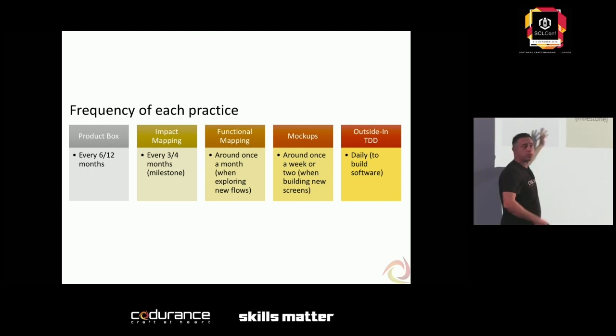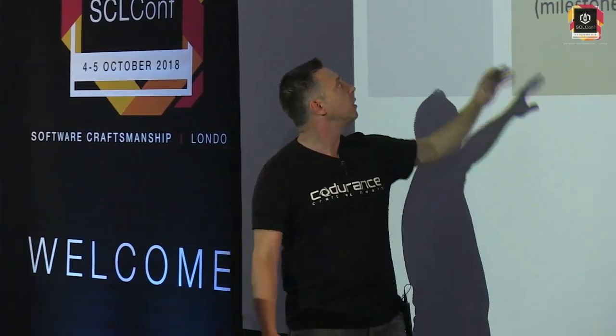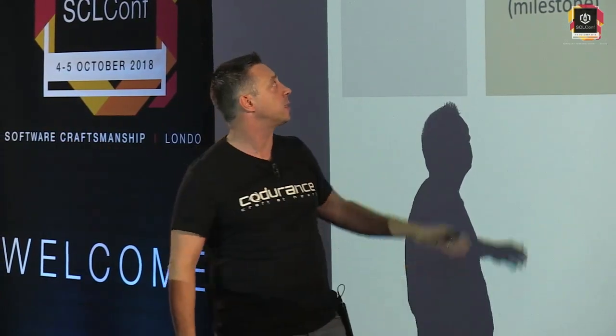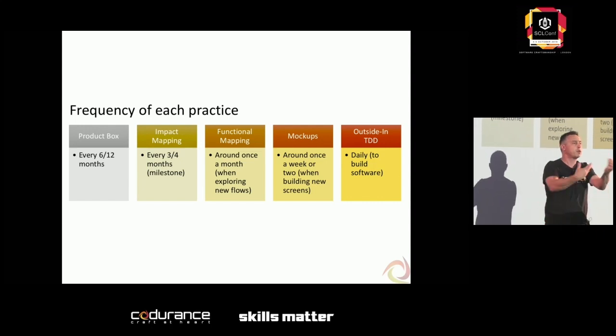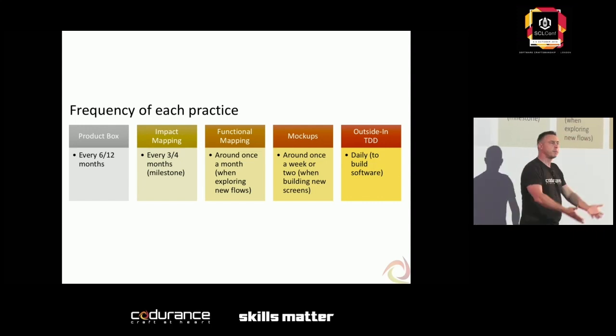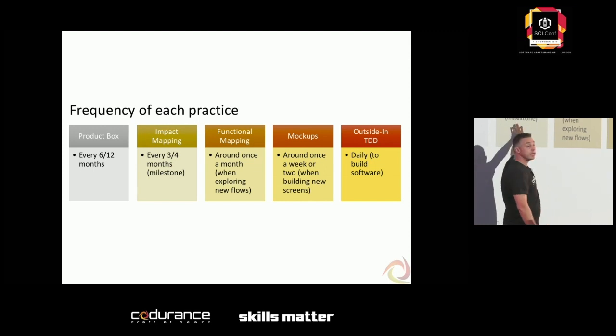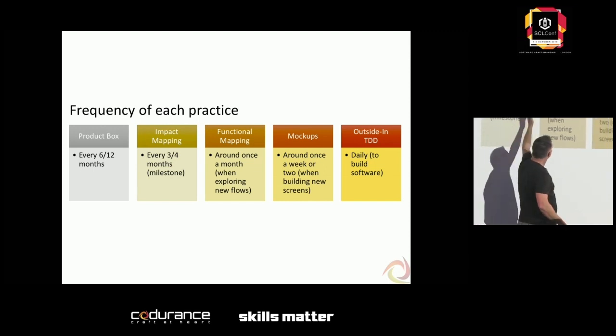So for example, product box or product vision, you can do every 6 months, every 12 months. It varies. I don't like numbers, but just to give you an idea. Every 6 months it is important to ask, are we going in the same direction? Impact mapping, every new milestone. Whenever you have something important, every 2, 3, or 4 months, do an impact mapping for that new milestone. And figure out what the most important features will contribute to the goal of the milestone.